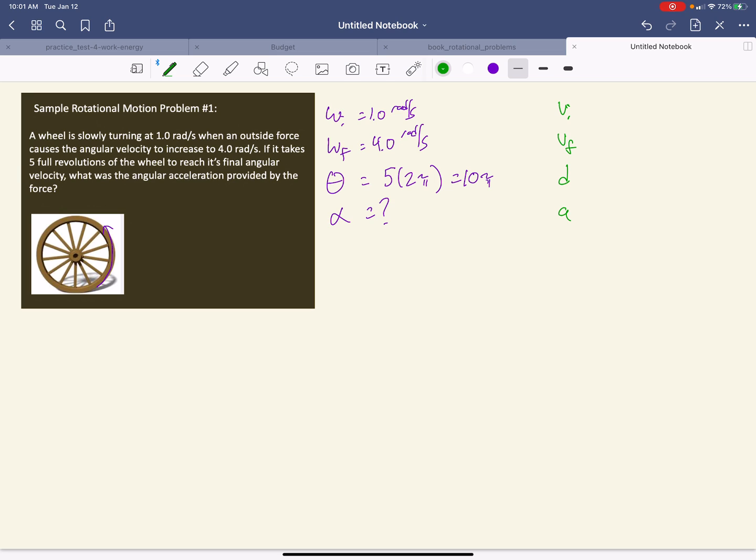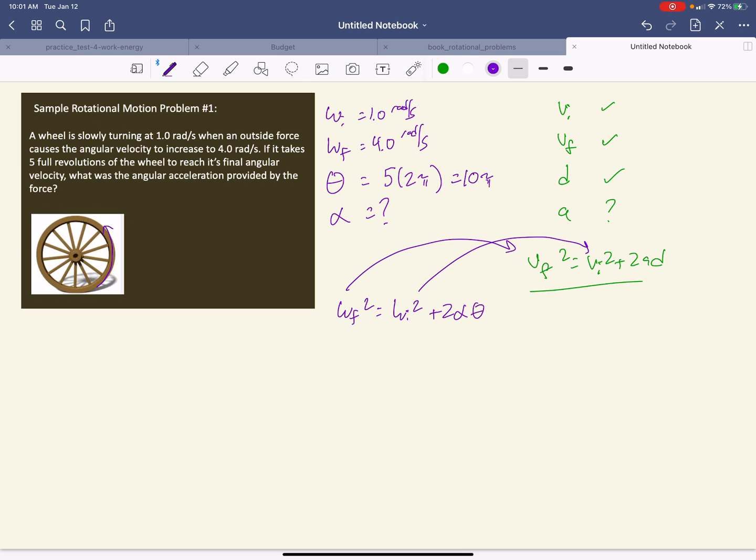And so now you can see that if you had all these 3 variables and you were looking for A, the formula would just be the VF squared formula. This is the formula you would use to get A. We're going to do the exact same thing, but in a rotational setting. So it's going to be omega F squared equals omega I squared plus 2 alpha theta. Remember that part of this unit is knowing what variables correspond to a rotational setting. So this is the formula we're going to use, and we're solving for alpha.